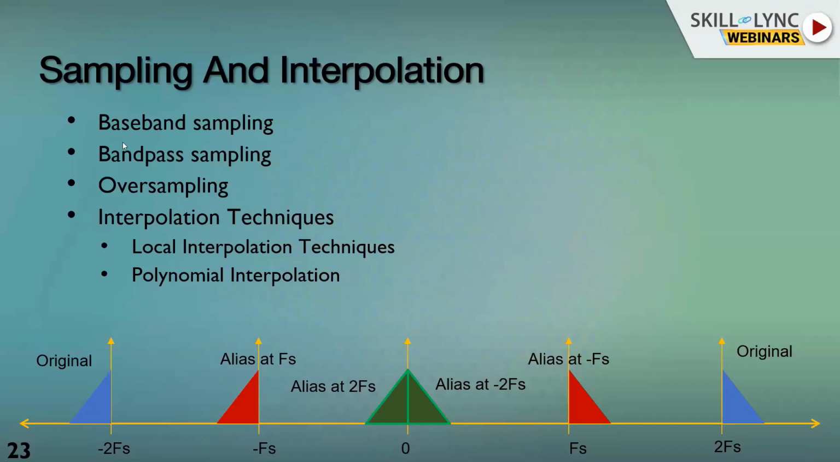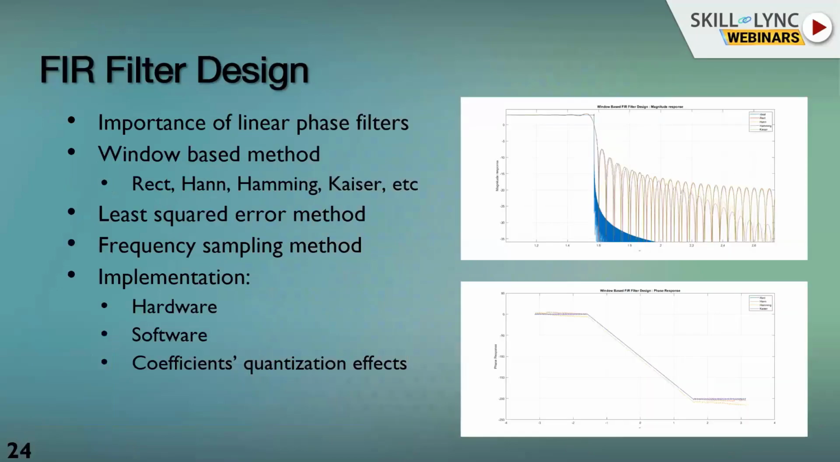So interpolation is the technique where we fill the gap between discrete samples of the signal. We have different techniques like local interpolation and polynomial interpolation, where we interpolate the signal using cubic, fourth order or fifth order polynomials, and then pass it through a DAC, which is a digital to analog converter. So this basically completes our overview of the fundamental topics.